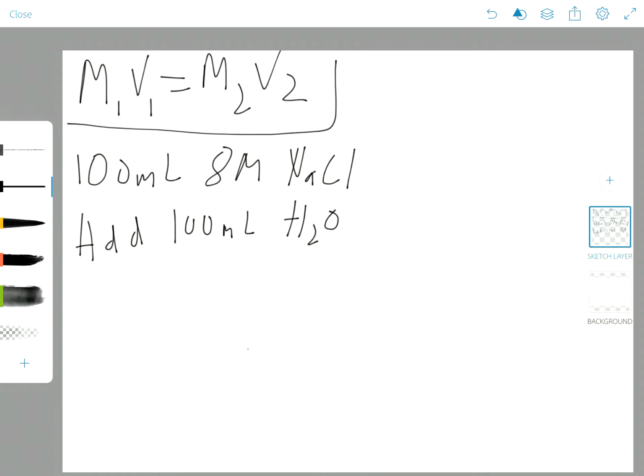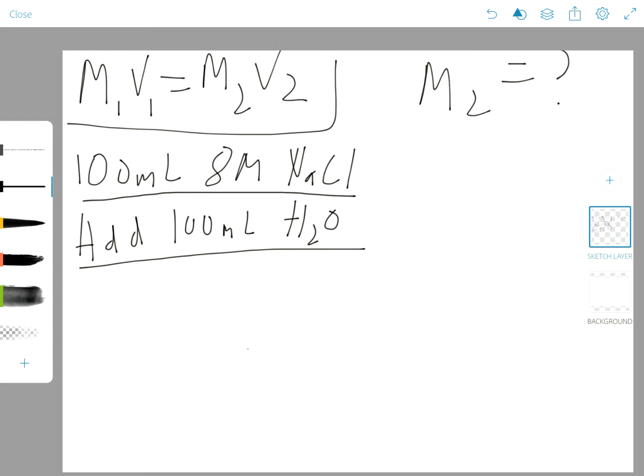So let's say I have 100 milliliters of an 8 molar solution of salt, NaCl, and then we add 100 mils of water. We want to know what is the new concentration. What is the new concentration? So that's going to be M2, right?